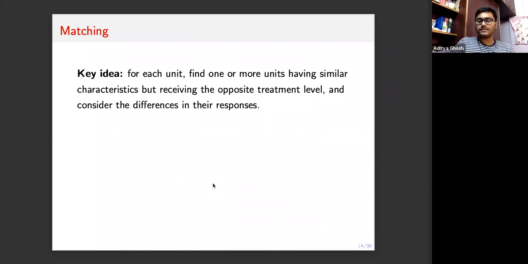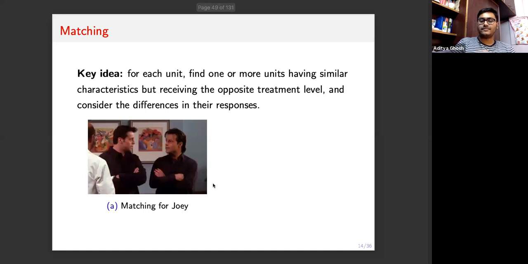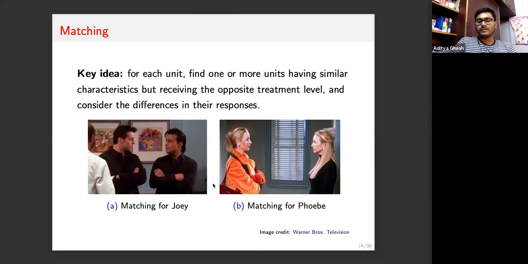So for Joey, we do something like this. We find another person who has similar characteristics to Joey. And similarly for Phoebe we do the same. And that person should be receiving the opposite treatment level. Otherwise, it is meaningless. Okay. So this is the key idea of matching.